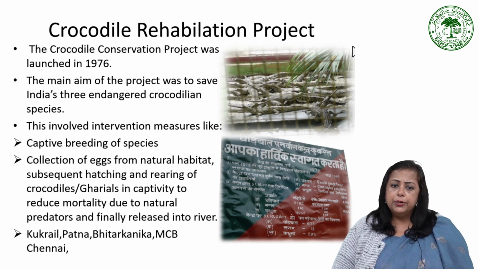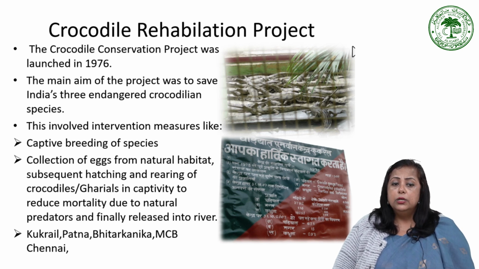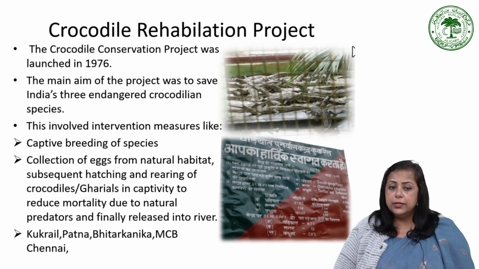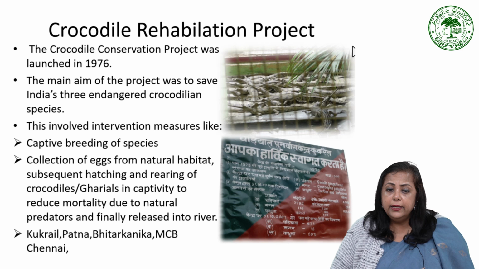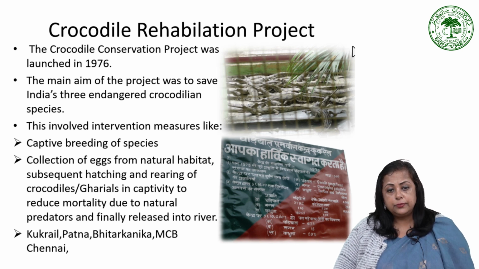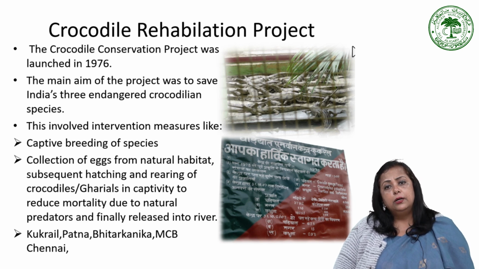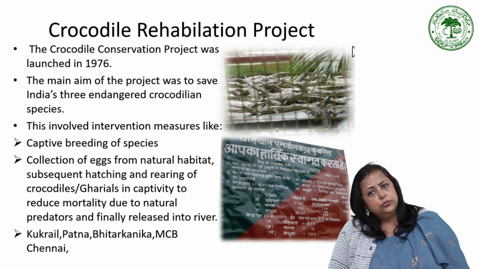So this project was launched, a captive breeding program for crocodiles, in 1976. This involved intervention measures like captive breeding of the species, and the program also involved the collection of eggs from natural habitats, subsequent hatching and rearing of crocodiles and gharial in captivity to reduce mortality due to natural predators, and finally release into the river. So under this program, usually eggs were collected from the natural habitat and kept in the zoos or breeding centers, and hatching and rearing of the eggs went on under supervision so that mortality could be reduced and these threats avoided.